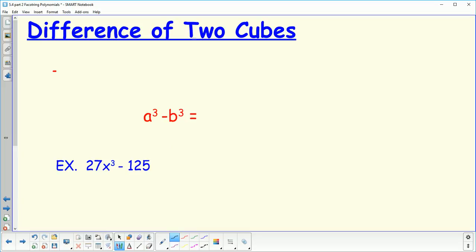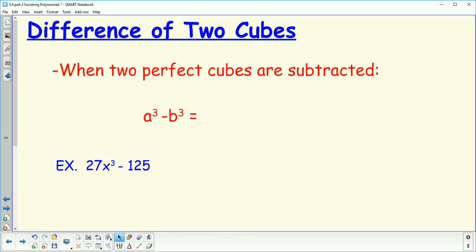Alright, so the last two that we have are going to have to do with cubes, meaning we have a cubed and b cubed. The first one, a difference of cubes, has to do with subtraction. It's when two perfect cubes are subtracted, so a cubed minus b cubed. We need to figure out what a and b are, and then plug them into what looks like a somewhat ugly formula, but it's not too bad.